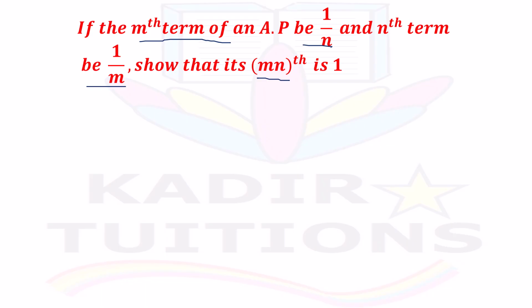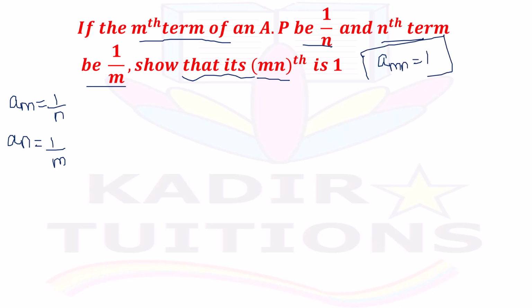The mth term is given as 1 by n. So we can write this as a_m is equal to 1 by n. And the second detail they have given is the nth term. So write a_n is equal to 1 by m. And what we need to show, that is, we have to prove, is that a_mn is equal to 1. This is what we need to prove for this problem.